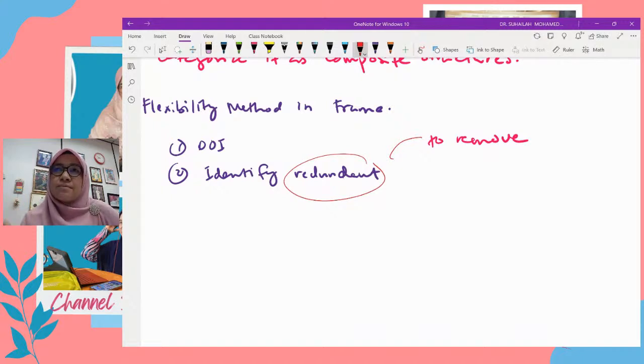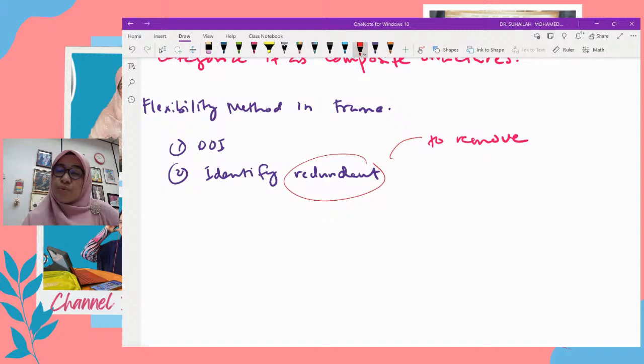The idea of removing redundant from the system is to get a statically determinate condition. The system after removing redundant is called the primary structure, or in a frame it is the primary frame. So how do we get the primary frame? We fulfill the principle of superposition.